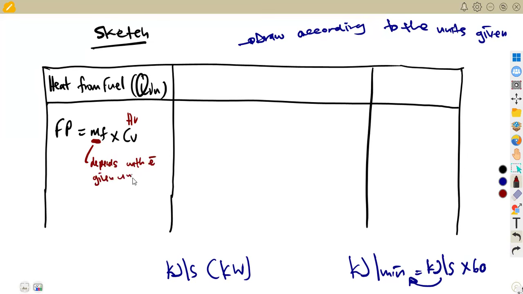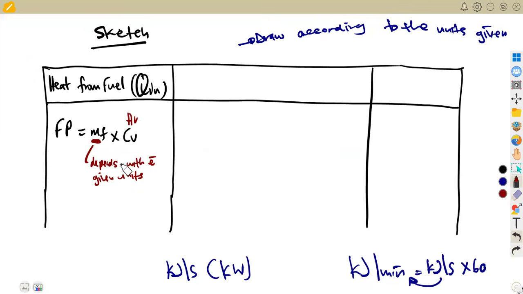It depends on the given units. It's on the exam, it's not going to be fixed. I'm not going to say it's supposed to be kilograms per second. You use it according to how they're asking. If they ask you to draw this in kilojoules per minute, then you know that the mass must be in kilograms per minute. That is the idea there. We shall see that with our questions.